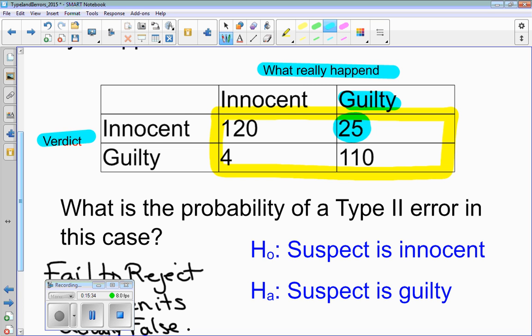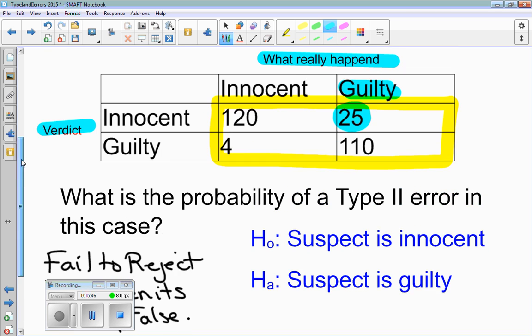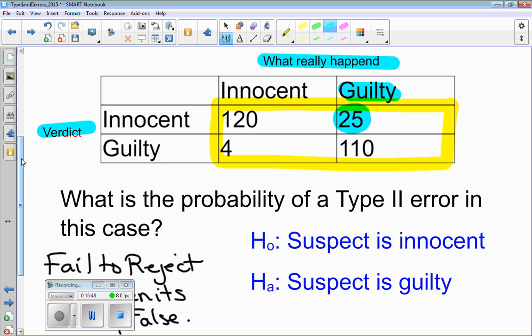Type 2 is a false positive. We reject the null when it's false. So in this case, okay, they're actually guilty, but we say they're innocent. So let's do it.